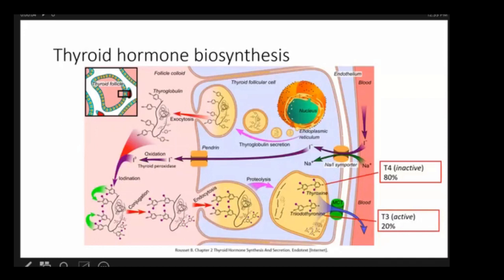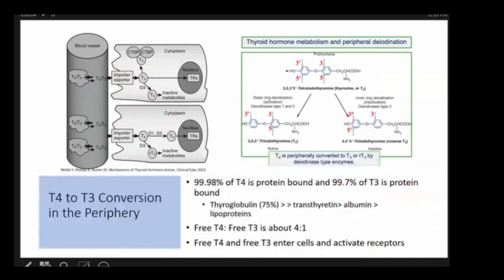What happens in the periphery? Most of your T4 that's secreted is going to be protein bound. So only 0.02% of your T4 is free or not protein bound. Most of your T3 is also protein bound, just to a lesser extent. Most of the thyroid binding protein is going to be thyroglobulin made by the thyroid gland. A little bit of it is bound to transthyretin and some to albumin, and a very tiny negligible amount to some lipoproteins. So thyroglobulin is going to be the main binding protein that we think about.